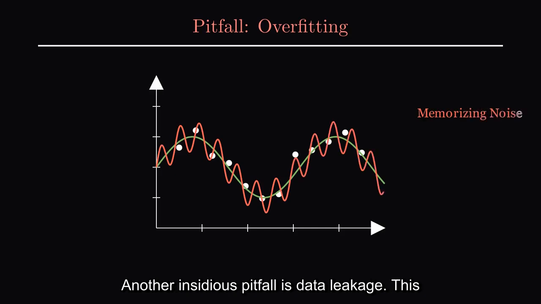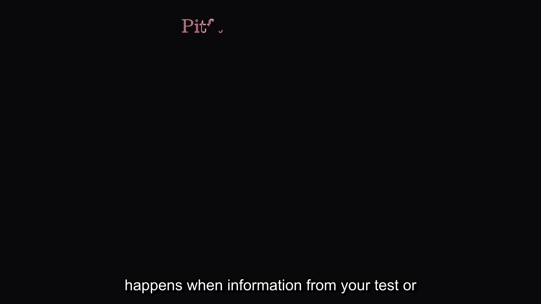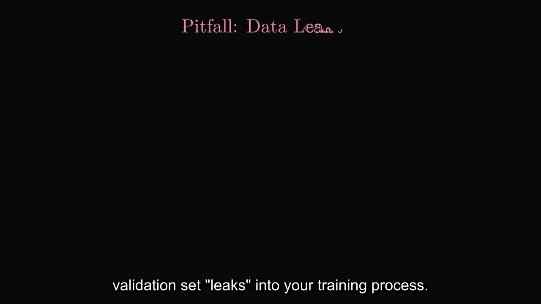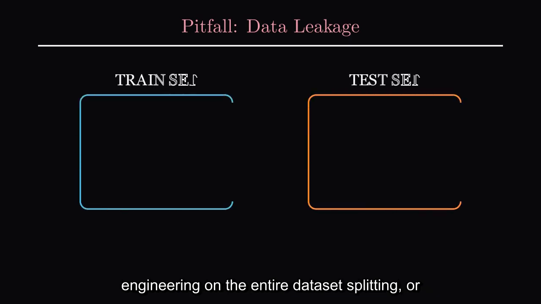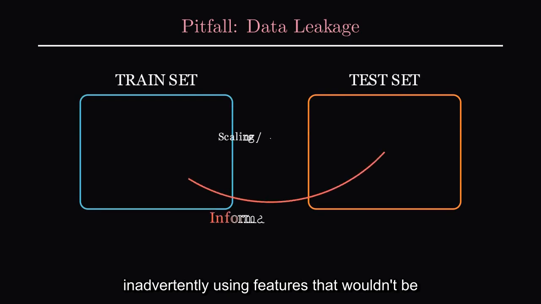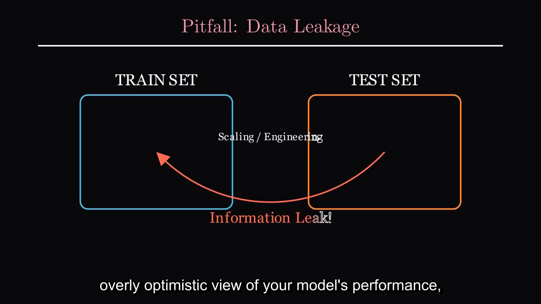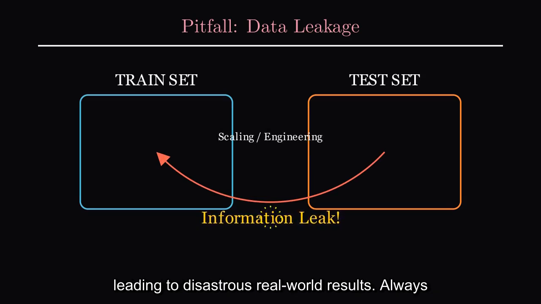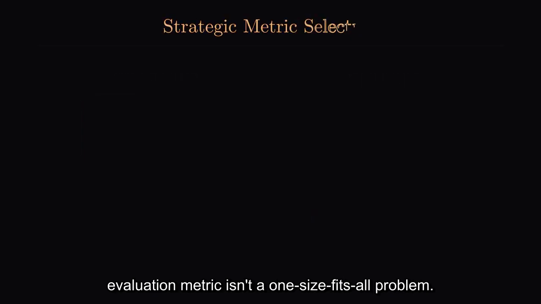Another insidious pitfall is data leakage. This happens when information from your test or validation set leaks into your training process. Examples include performing data scaling or feature engineering on the entire dataset before splitting, or inadvertently using features that wouldn't be available at prediction time. Data leakage gives an overly optimistic view of your model's performance, leading to disastrous real-world results. Always split your data.